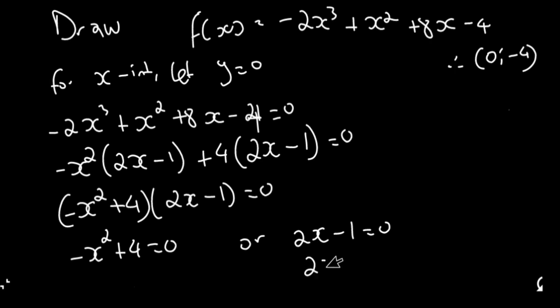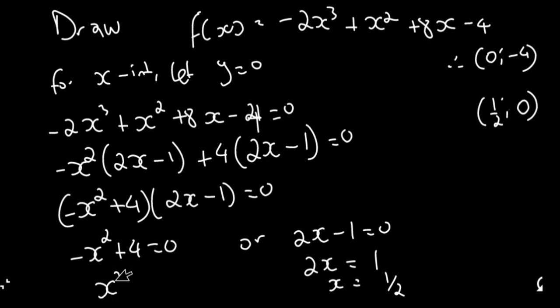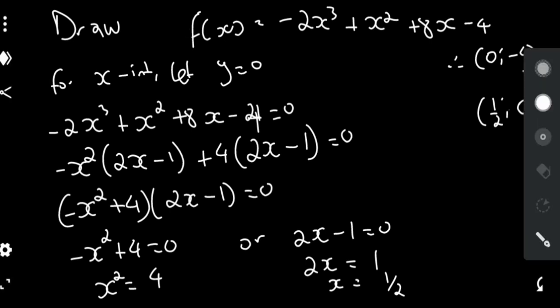So if you solve for x in this equation, you're going to get x is equal to 1 over 2. Then our x-intercept is going to be (1/2, 0). And here, if you transpose x squared to the other side of the equation, you're going to get positive x squared is equal to 4. And if you apply square root, let me erase the top part.